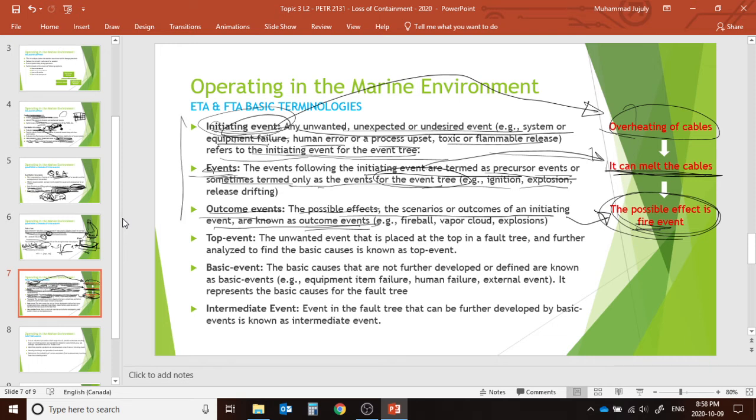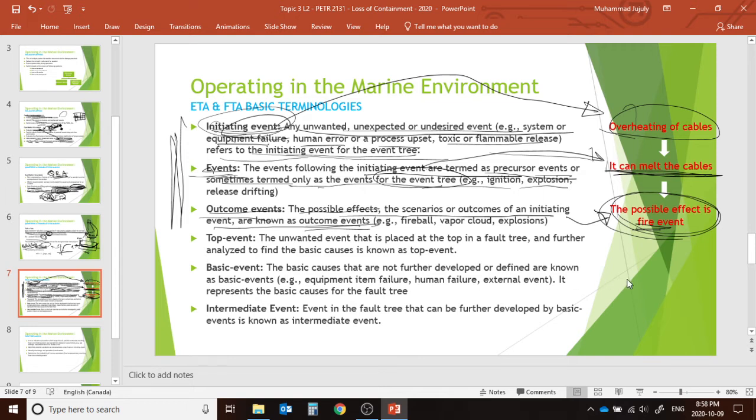Now there are some other terminologies, like the top event. What is the top event? The top event is the unwanted event that is placed at the top of the fault tree and further analyzed to find the basic causes. We'll see some examples and get an idea of what the top event is. So remember, this is placed at the top of a fault tree.